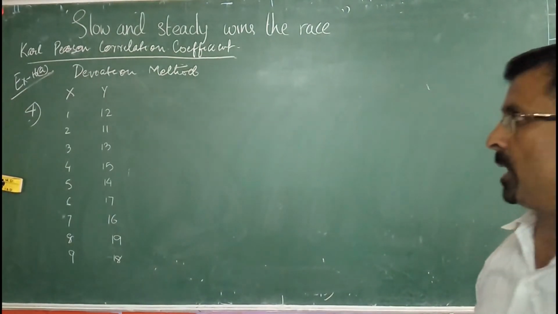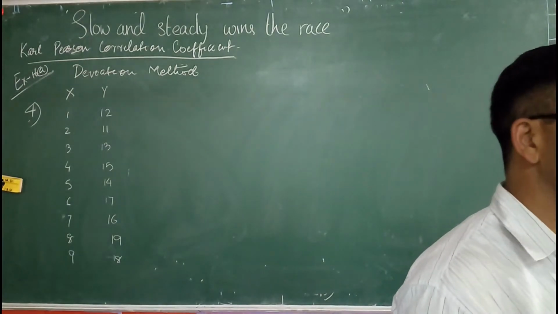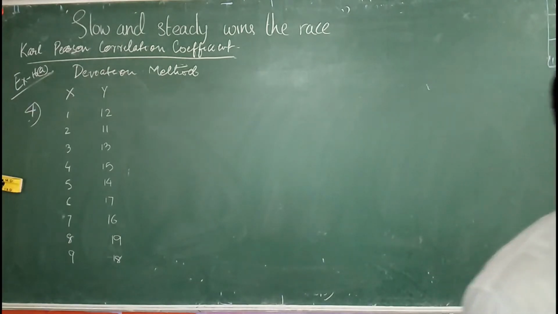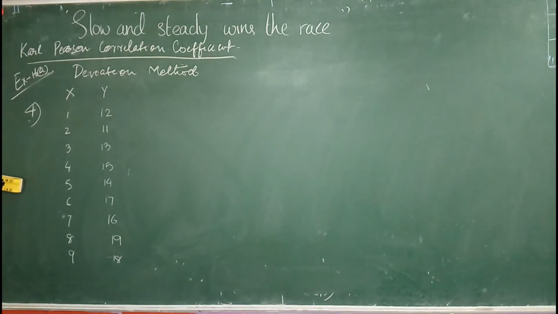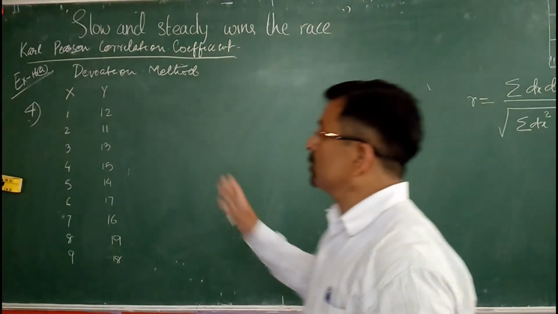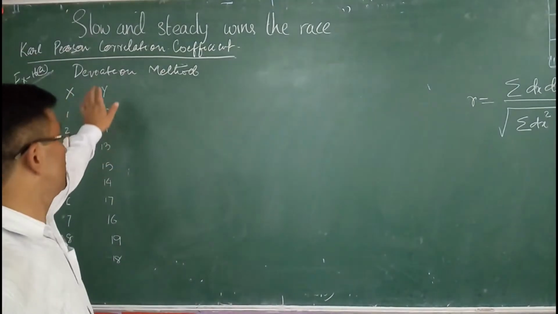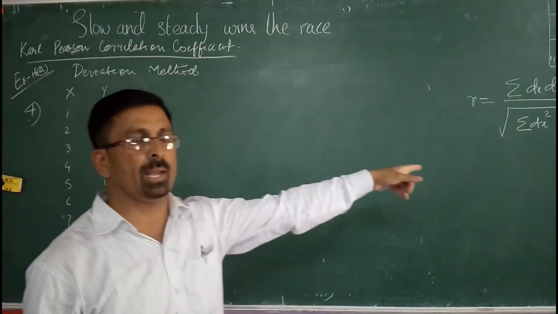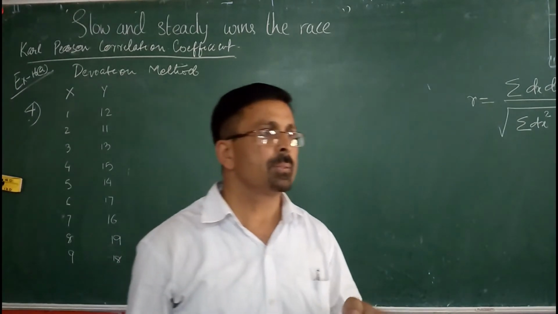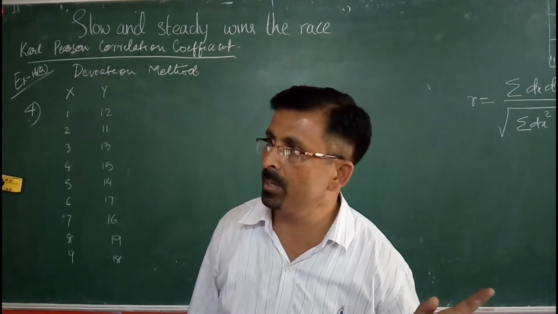The first method is called the deviation method. So we will see how we find the correlation coefficient. Now, to find the correlation coefficient of this question by the deviation method, we will require the formula, and the formula will guide us to create the required columns. First of all, we'll try to understand the formula.